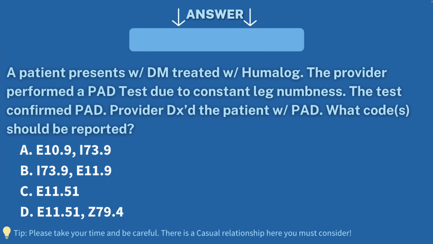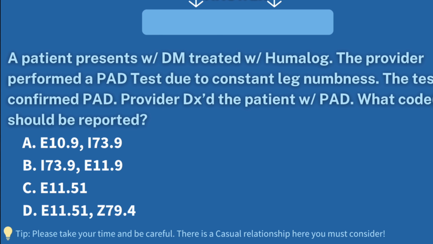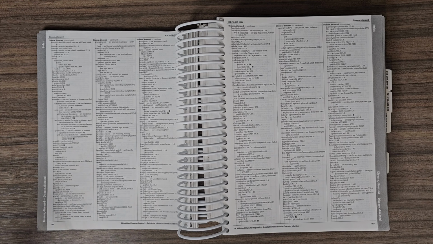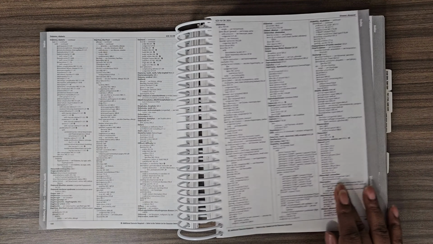But remember, the tip said there's a causal relationship here that you must consider. So we're going to go back over to diabetes, type 2.